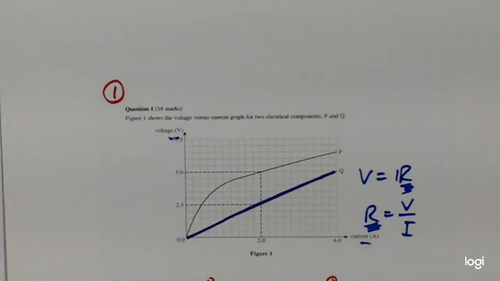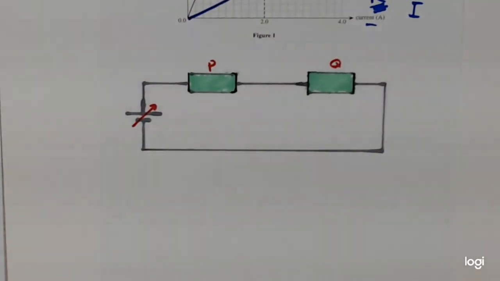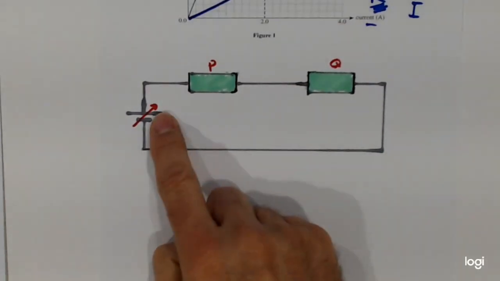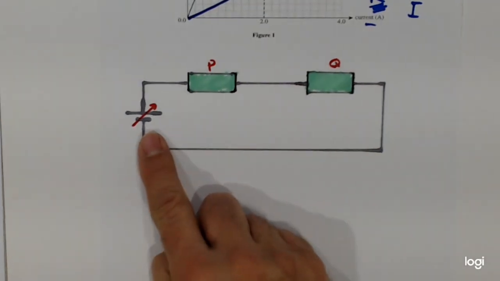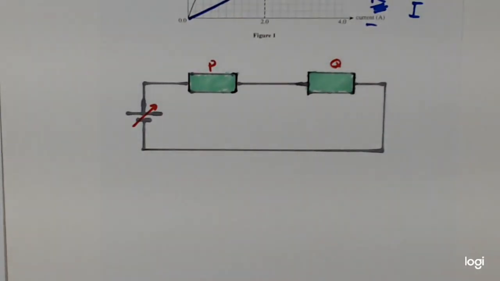All right. Part B. It says two electrical components, P and Q, the ones on the graph, are hooked up like this in series, powered by a variable DC voltage supply. That little arrow just means the voltage can be varied, so it's got a knob on it that goes 2, 4, 6, 8, and you can choose different voltages. Determine the current through component Q. It says the current through P is 2 amps.